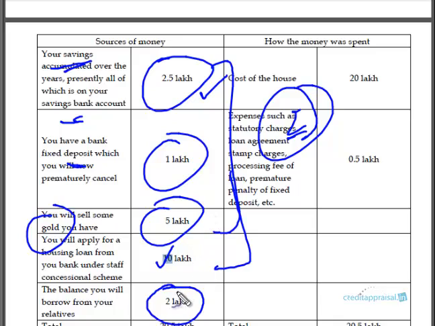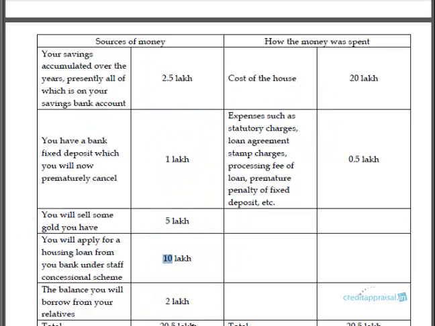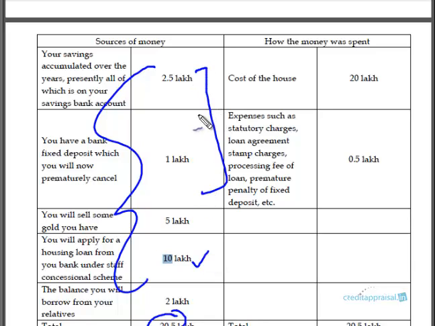So you approach your friends and relatives, and they have agreed to arrange another 2 lakhs. So the total of this is 20.5 lakhs. So your requirement is 20.5 lakhs. You're planning to meet it from these various sources. The major source is the bank loan. Your contribution is 3.5 lakhs.